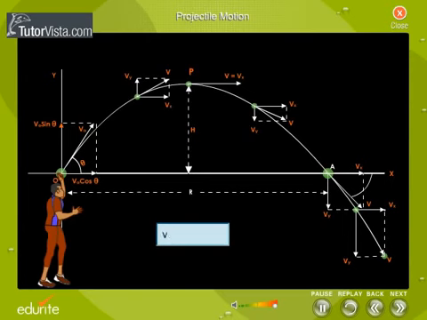From the equation vy is equal to V0 sin theta minus gt, it is clear that vy decreases when t increases and becomes 0 at P. At this point, the velocity is only along the horizontal direction. With further increase in time, the vertical component of velocity gradually increases in the downward direction till the particle strikes the ground.